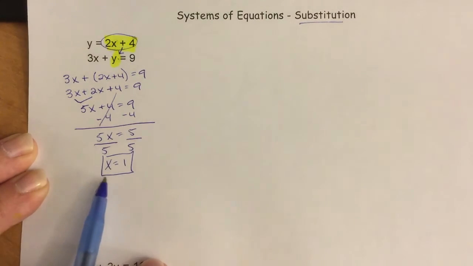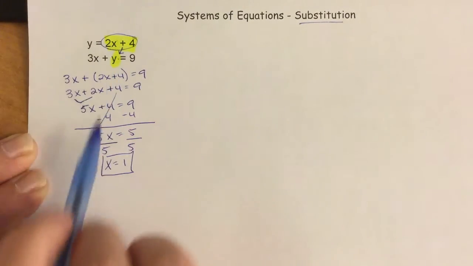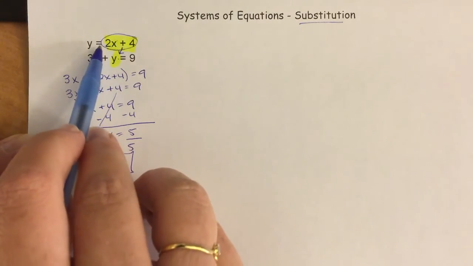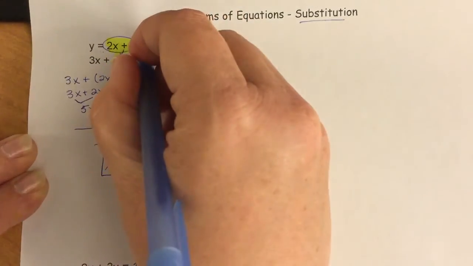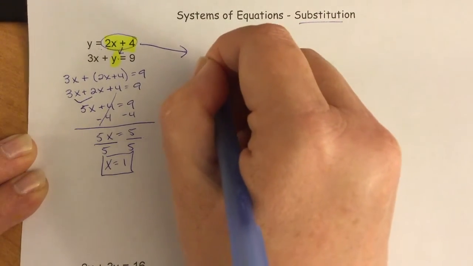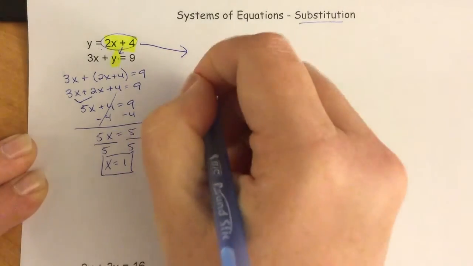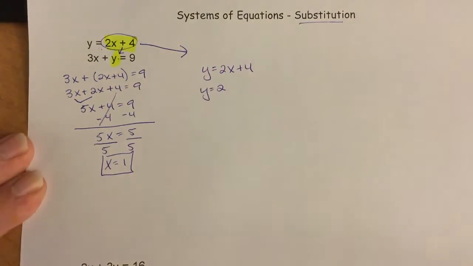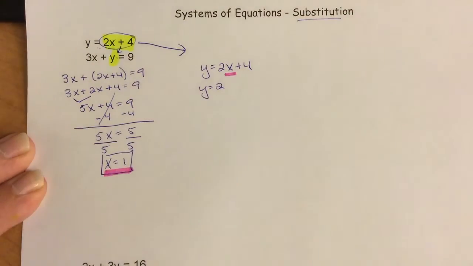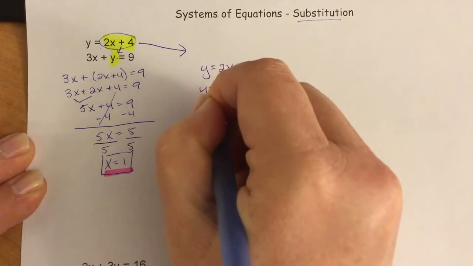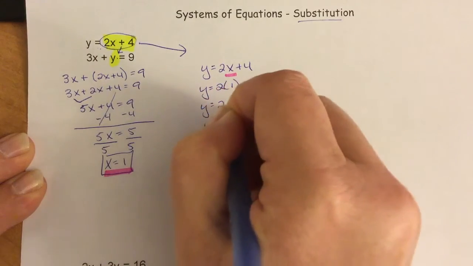Now we're only halfway there because we've only found one variable. So what I need to do now is go back up to my equations, and I'm going to plug x in to solve for y. You can plug it into either equation, but the top one would be easier. So I'm going to take my top equation and say y equals 2x plus 4. Now I'm going to say y equals 2, and instead of x, I'm going to plug in what I know x to be. So I'll plug in 1 plus 4. That means y equals 2 plus 4, or y equals 6.